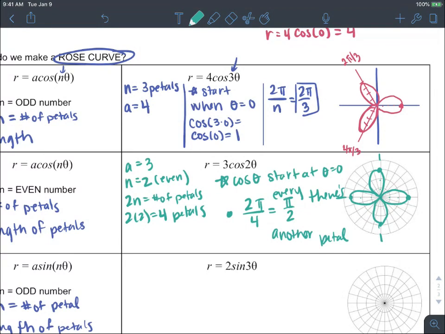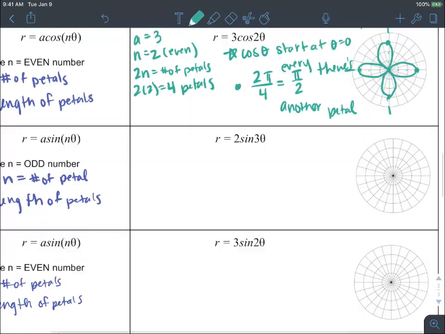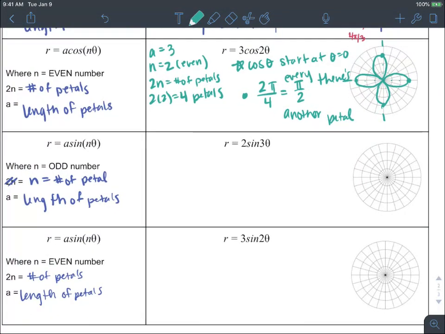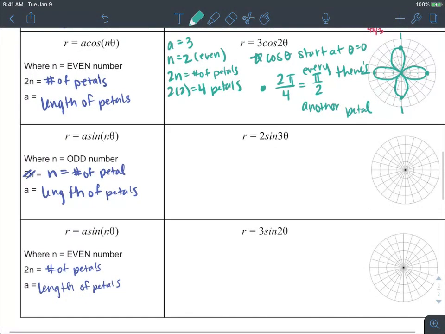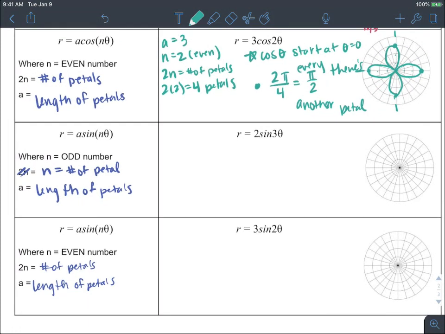All right, now sine graphs. Sine is a little tricky because the petal does not start on the zero axis, or the line 0. So I'm going to look at where the length of the petal is 2, okay, and then I have an odd n, so the number of petals is 3, so that's 3 petals. Okay. This time I have to look at where this is going.